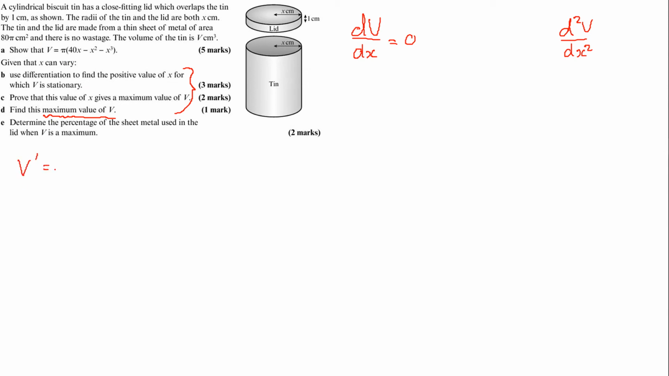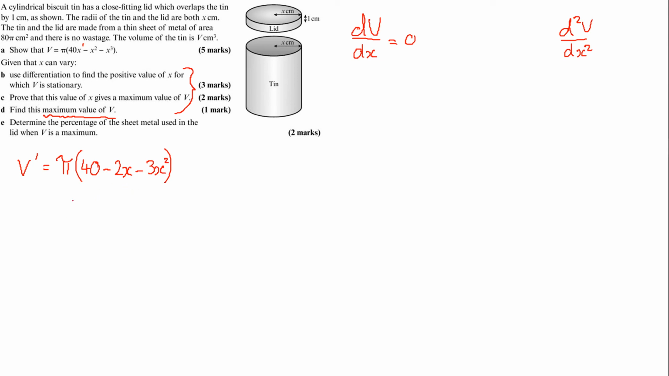So v dash is going to be, now we're just going to differentiate for all of them. We could just leave the pi up front, because it's just a constant. We're going to differentiate. So this is 1, so it's going to be 1 to the front, which leaves 40, because it'll be x to the 0, minus. So 2 comes to the front, so it'll be 2x, to the power of 1, minus. And the last one's going to go 3 to the front, which is 3, and it becomes x squared.